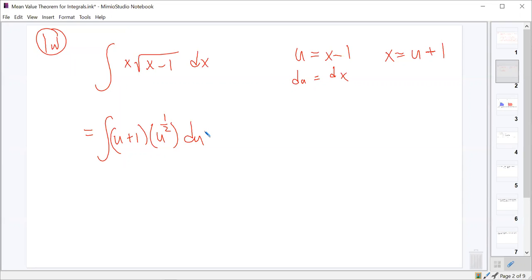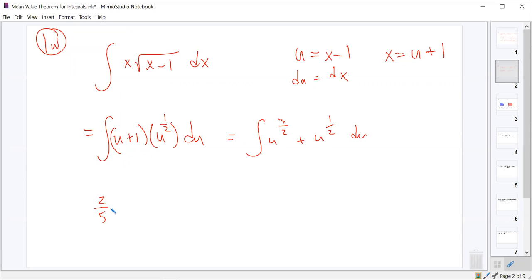Yeah, that makes sense. Okay. And so now it's still a function times another function, but now both of those functions can easily be distributed together because I have the square root around a single term. So u to the first times u to the 1/2 is u to the 3/2, and u to the first times 1 is just u to the 1/2 du. Now we integrate with the power rule.